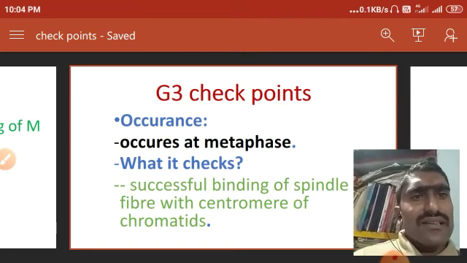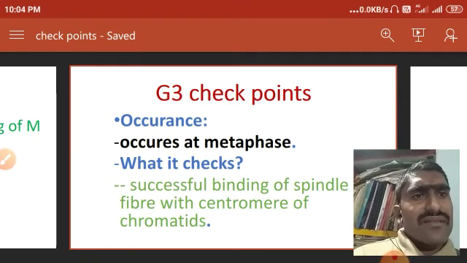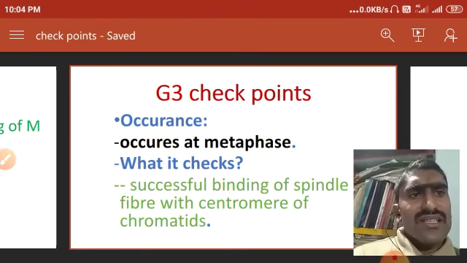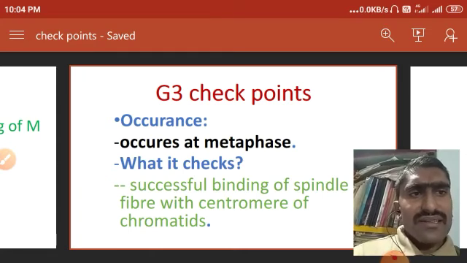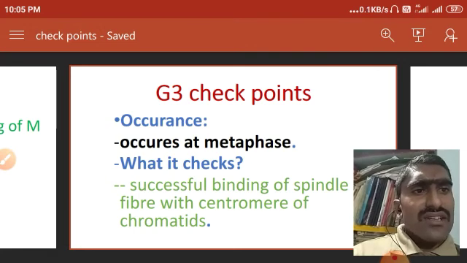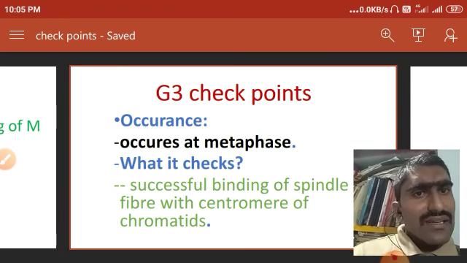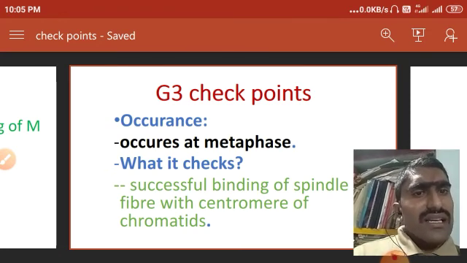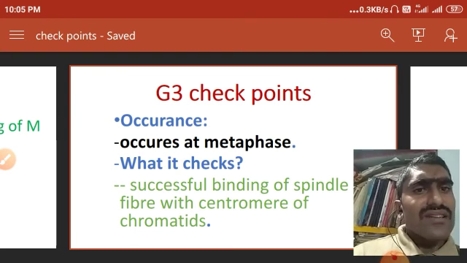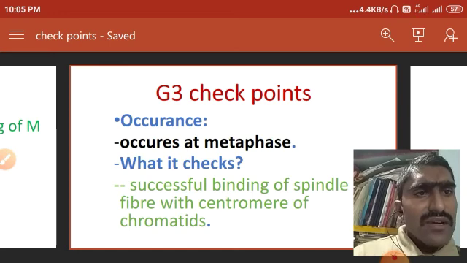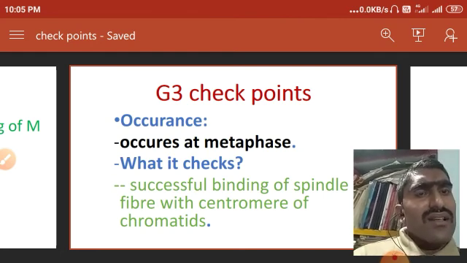After metaphase there is anaphase, and in anaphase there will be separation of chromatids. For that separation, spindle fibers get attached to the centromere of the chromatids, and after the contraction of that spindle fiber, the two chromatids separate and move to the polar regions. Here the G3 checkpoint checks whether that spindle fiber is successfully attached to the centromere of the chromatids or not. If the attachment is not proper, what will happen? Separation will not be proper. In anaphase, it will create a problem. Therefore the cell will block cell division there.